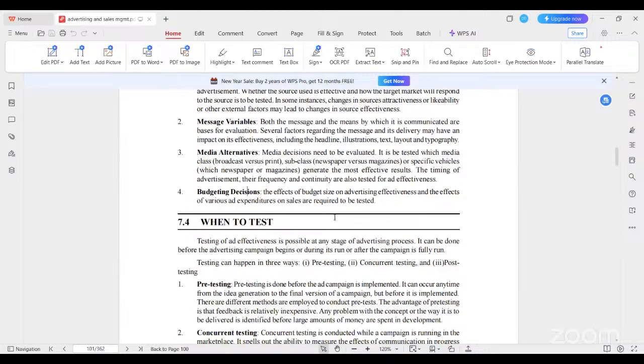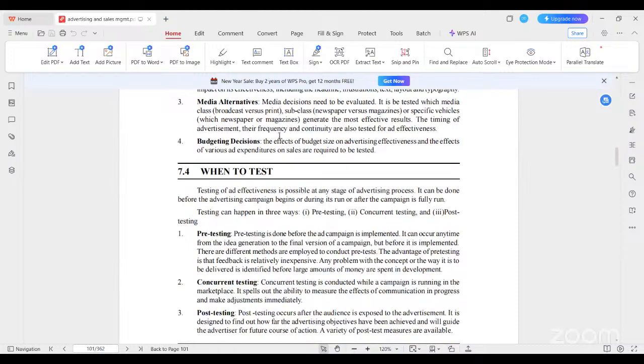Then message variables. Both the messages and the means by which they are communicated are the basis for the evaluation. Several factors regarding the message and its delivery may have an impact on its effectiveness, including the headline, illustration, text, layouts, and typography also.